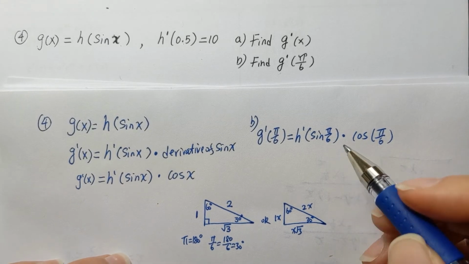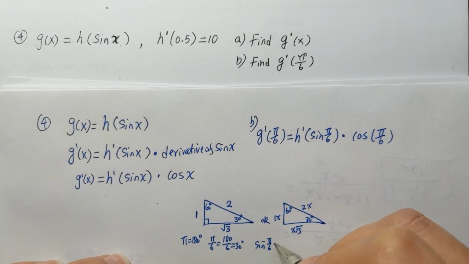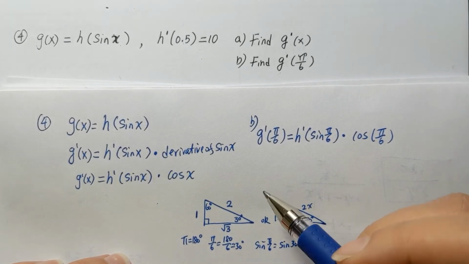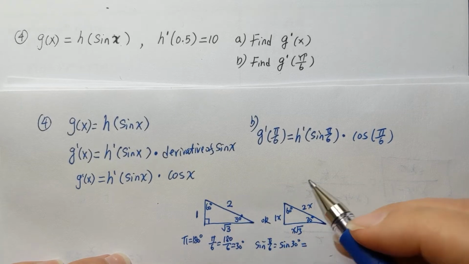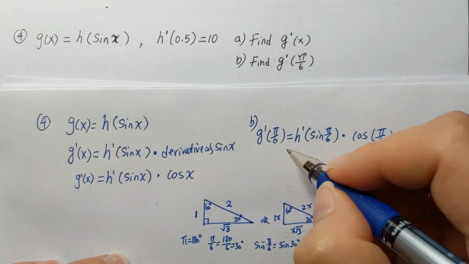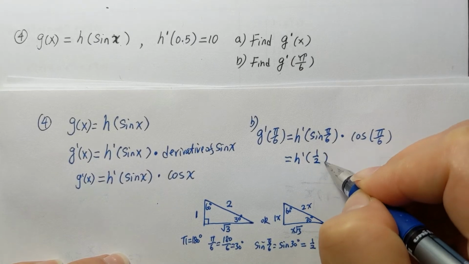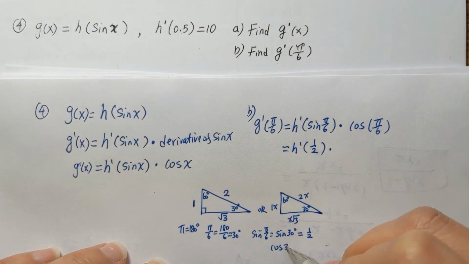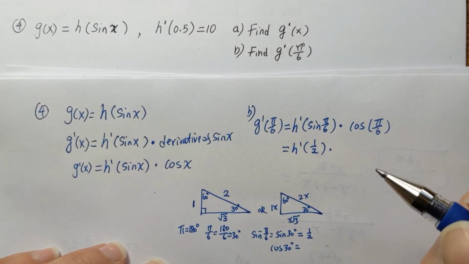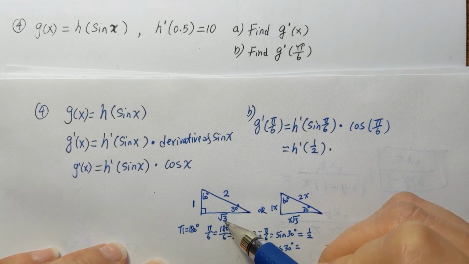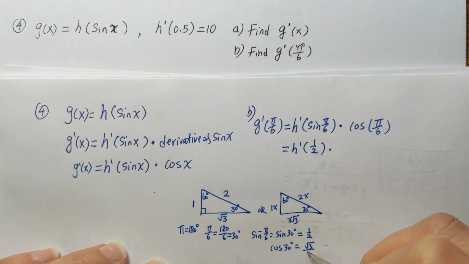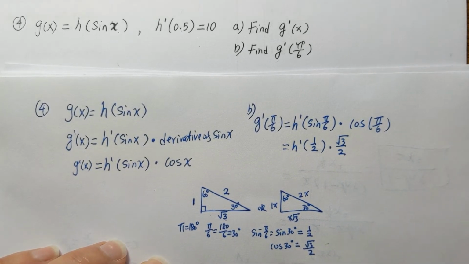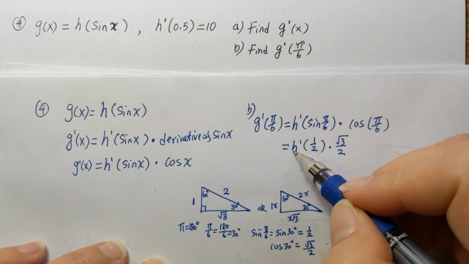Now you have to find sine pi over 6. That means sine 30 degrees. Sine 30 degrees is going to be 1 over 2. So we get h prime of 1 over 2. Now we have to find cosine of 30 degrees. Cosine 30 degrees is going to be square root 3 over 2. So we get square root 3 over 2. Now you get h prime of a half.